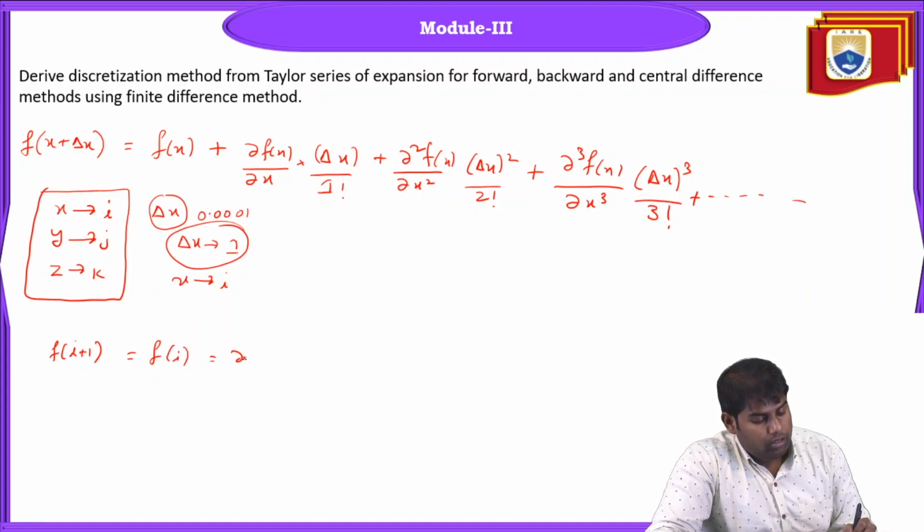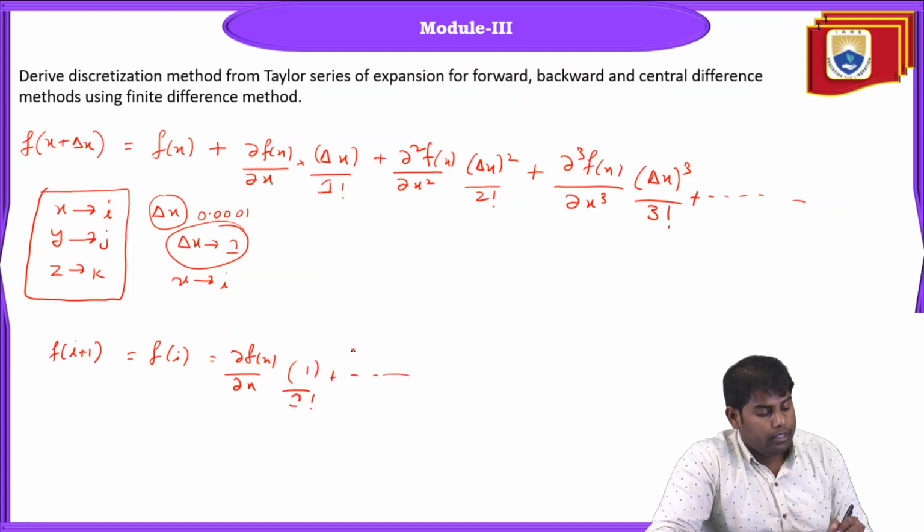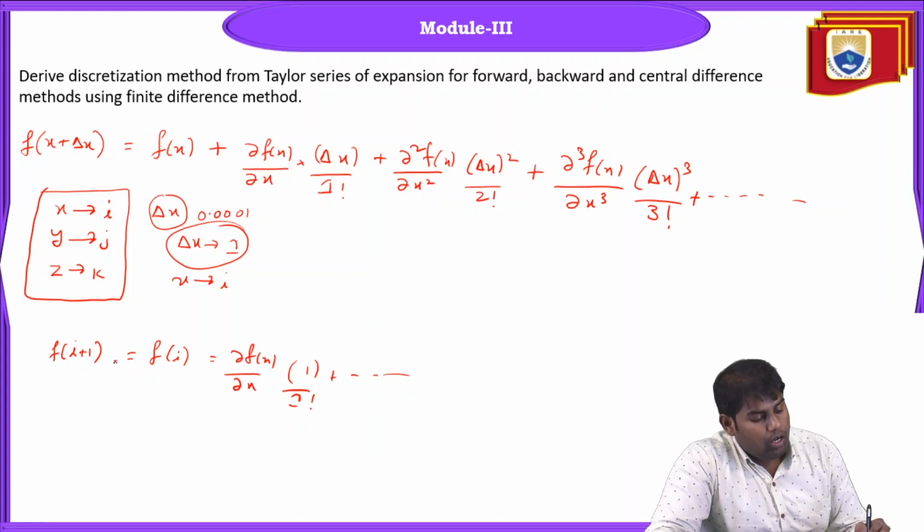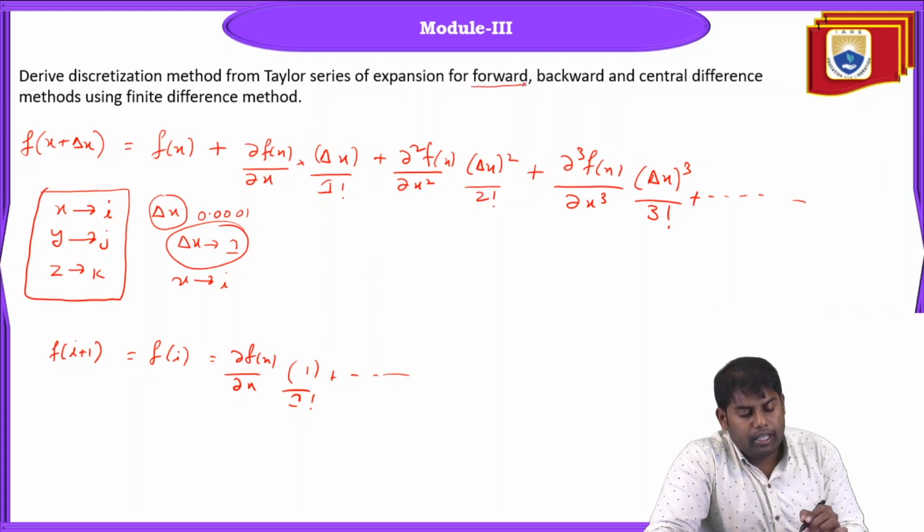Okay. So ∂f/∂x into Δx. What is it? There is 1 divided by 1 factorial. So on it will become in this way. Okay. So this is how we actually do these things.